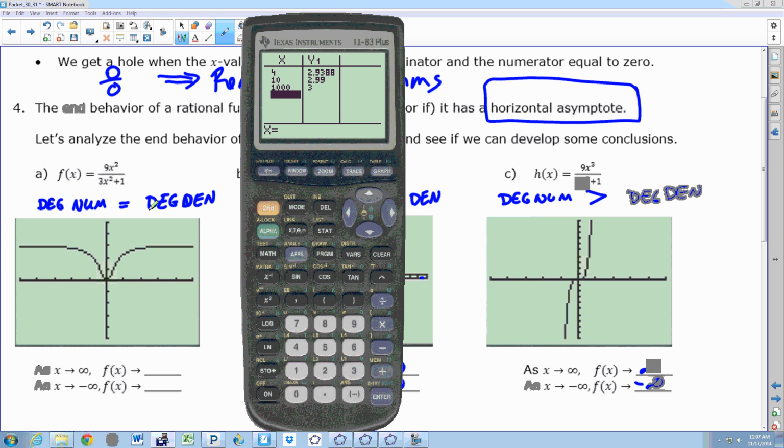What about the other direction? What kind of symmetry does this have? Y-axis symmetry. So when I put a negative 4 in, what should be my value? Exactly the same as for positive 4. Right? When I put in 1,000, I should get 3 back again.